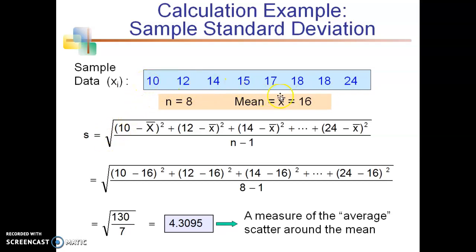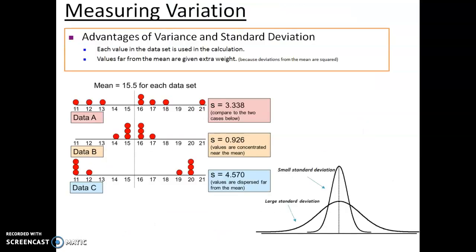10 varies from 16. 12 varies from 16. 14 varies from 16. All of those were in our numerator. And that's the real benefit of the variance and standard deviation, is you're including all the data. Contrast that with the range. If we were to use the range for, let's say, data set A, we would simply use 21 minus 11. We would use 2 points. We wouldn't even consider all of these in the middle. And that's a problem because it doesn't as accurately reflect the true distribution of that data around its mean.